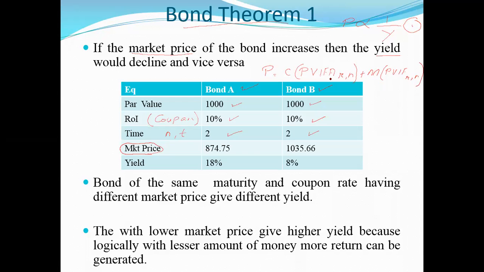I believe you have your PV tables with you. So I'm going to see what my coupon rate is. What will be my coupon rate in this particular case? I want one of you to calculate this. Please calculate what is 10% of 1000 rupees. Is it 100 rupees? Yes, sir. So your C is going to be 100.